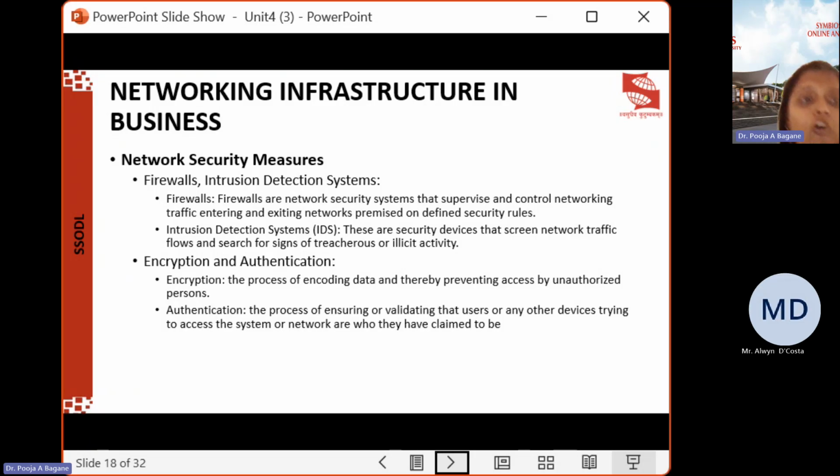Firewalls are used for network security. They supervise and control the network traffic entering and exiting the network based on defined security rules. A firewall functions like a filter between the trusted interior network and the untrusted exterior network.